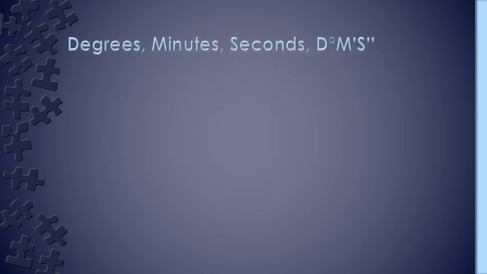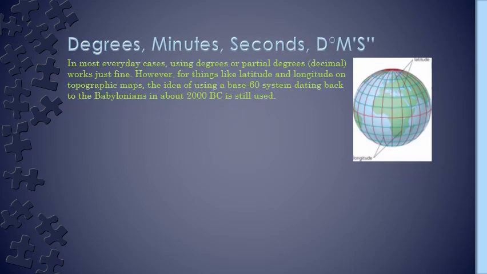Now let's look at degrees, minutes, and seconds. In most everyday cases, using degrees or partial degrees, which can be represented with decimals, works just fine. However, for things like latitude and longitude on topographic maps, the idea of using a base 60 system dating back to the Babylonians in about 2000 BC is still used.